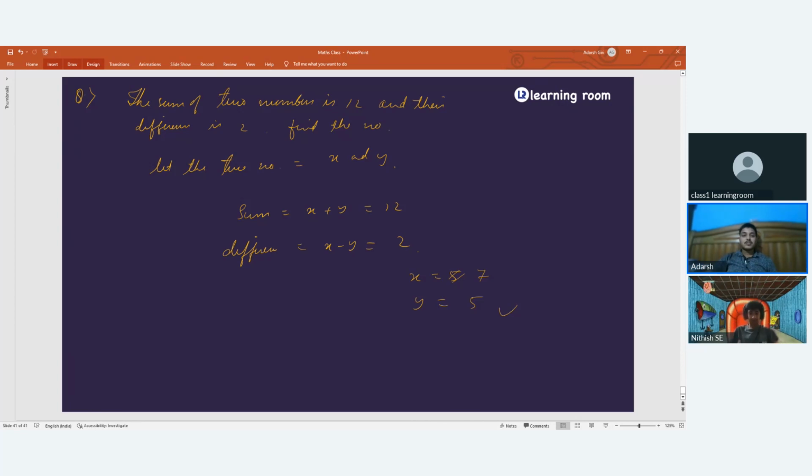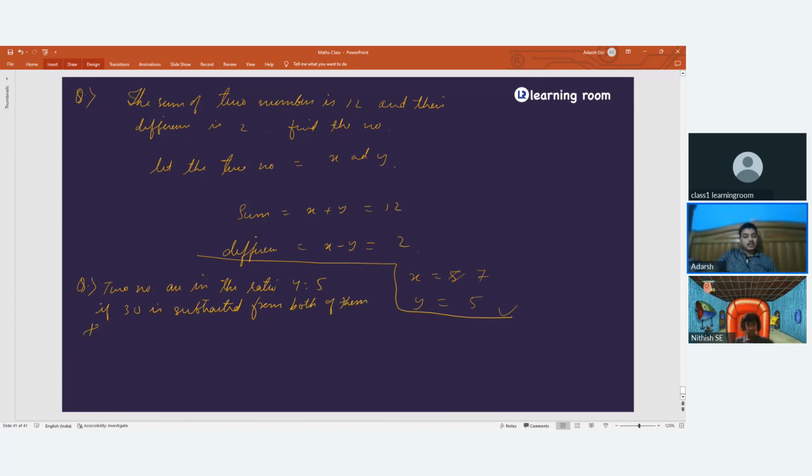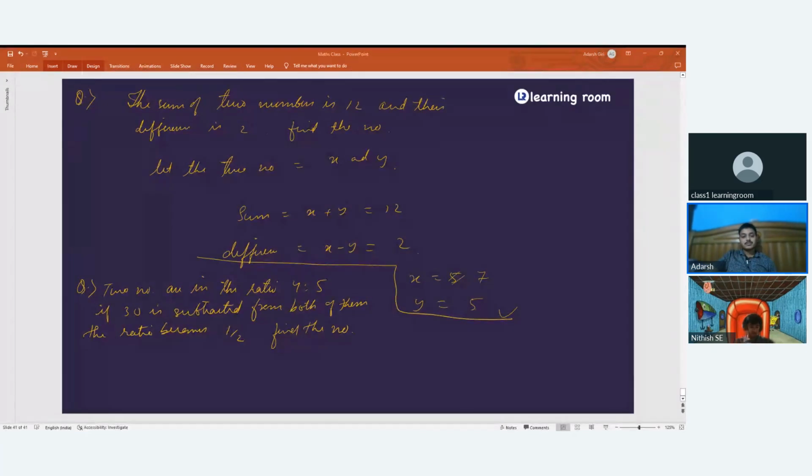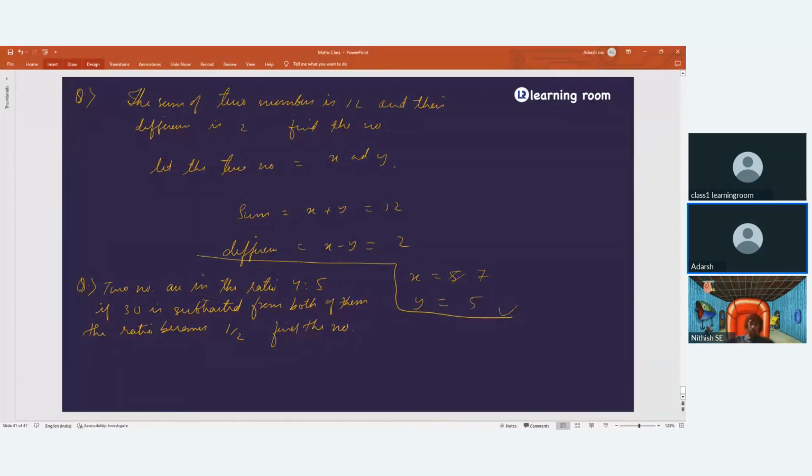Write the question. Two numbers are in the ratio 4:5. If 30 is subtracted from both of them, the ratio becomes 1/2. You have to find the numbers. Write the question and start solving it. Yes, sir. Is it 1 by 2 or 1 is to 2, sir? Same thing, 1 by 2 or 1 is to 2.